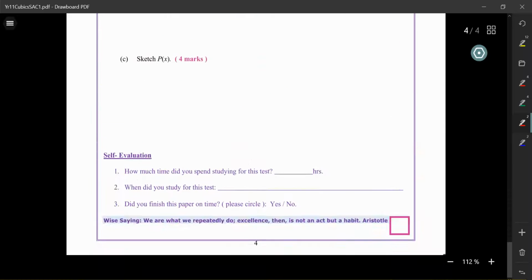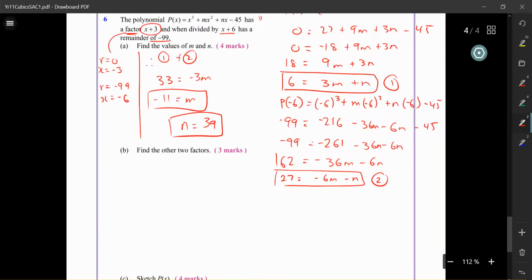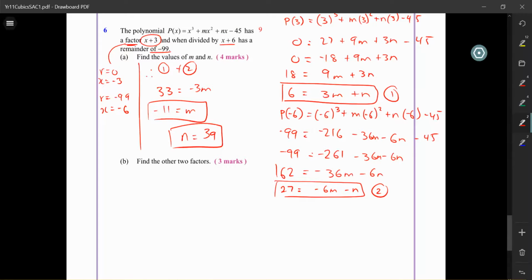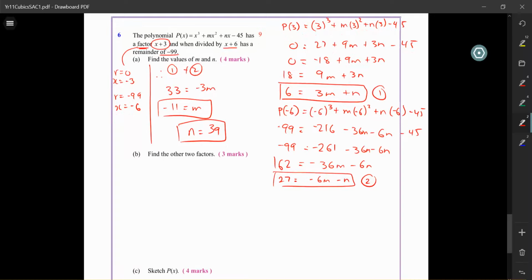Next one, just these two. We'll find the other two factors. So now that I know that x plus 3 was a factor and I know what m and n is, p of x, which is x cubed, what was m again? Minus 11 x squared plus 39 x minus 45, because we figured out m and n, and we know that x plus 3 is a factor.